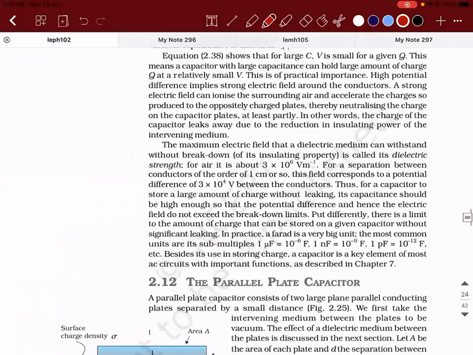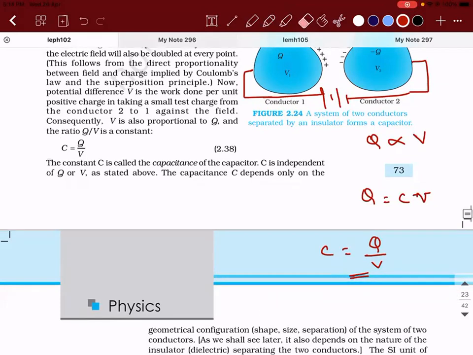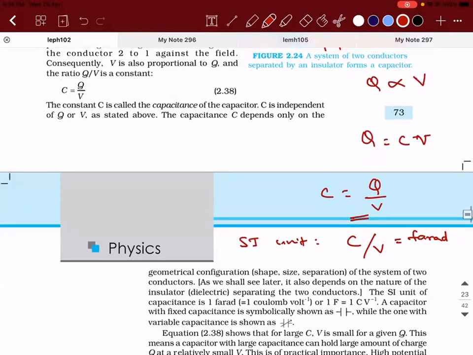So, what was the last topic we discussed? C is equal to Q by V, right? In C is equal to Q by V, did I tell you what is the SI unit of it? No, right? So, if you see, the SI unit here is going to be Coulomb per volt, and this Coulomb per volt is called Farad. It is the name of a scientist, Farad, and it is written in capital F.